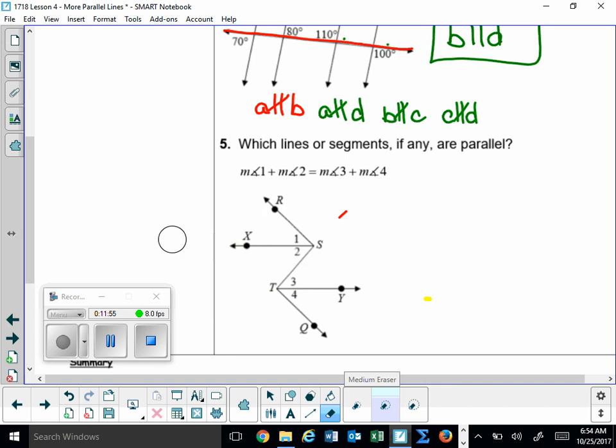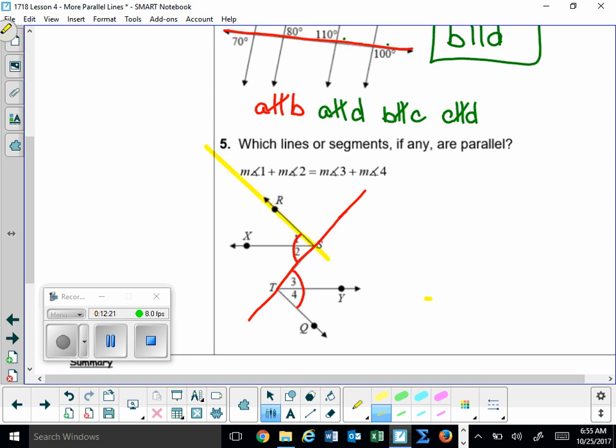Let's try something else. Okay, they're saying 1 and 2 added together. So 1 and 2 added together is this entire angle. 3 and 4 added together is this entire angle. They are both on ST. That's probably my transversal. Remember, angles are formed from the transversal to the parallel line. Let's extend that. From the transversal to the parallel line. What if it's these two that are parallel? Okay, so putting those angles together, I have alternate interior angles. Wow. RS, which happens to be a ray, is parallel to TQ, which happens to be a ray.